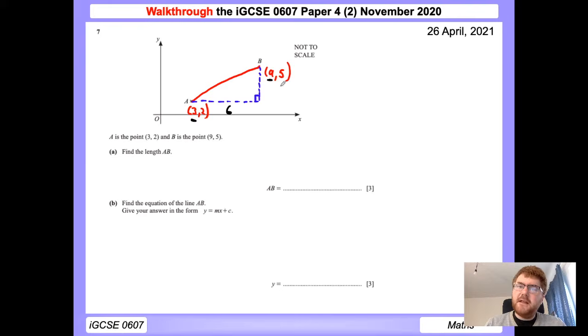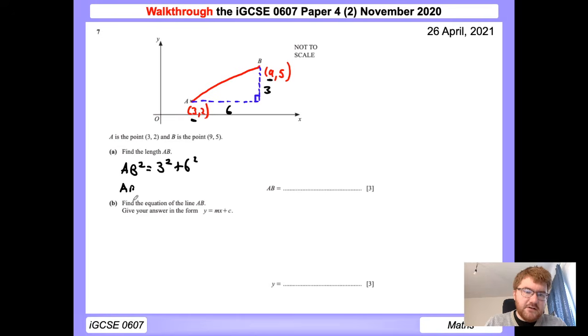We do the same thing for the y. So what's the difference between 2 and 5? That's going to be 3. And at this point, we can use Pythagoras. So AB squared is the same as 3 squared plus 6 squared.